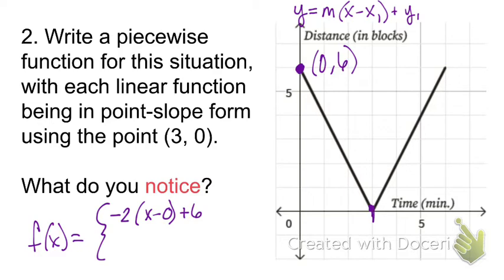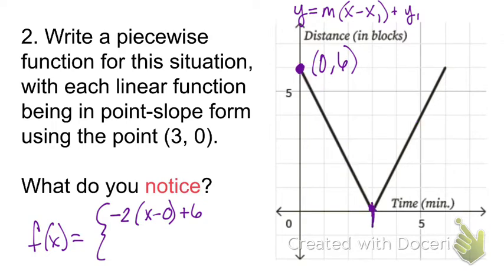Your x1 and y1. But this thing is not going on forever and ever and ever. We have a domain restriction. Where does this equation start? 0. And where does it end? For this portion of the equation, where does it end?